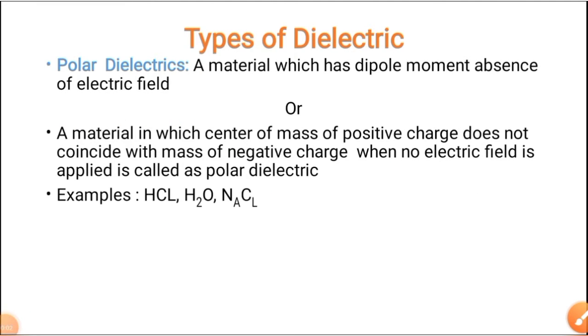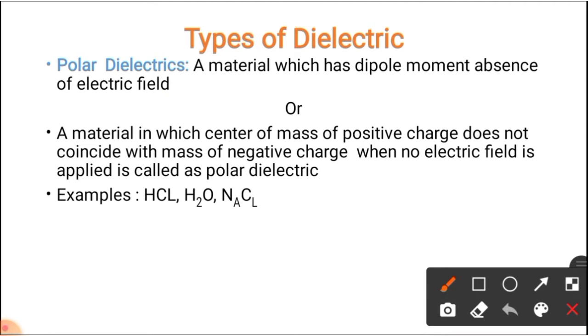Now we will see the types of dielectric. There are two types of dielectrics: first, polar dielectrics, and second, non-polar dielectrics. Firstly, we will see polar dielectric. It is defined as a material which has a dipole moment in the absence of an electrical field, or it is also defined as a material in which the center of mass of positive charge does not coincide with the center of mass of negative charge when no electrical field is applied. Such a material is called a polar dielectric.